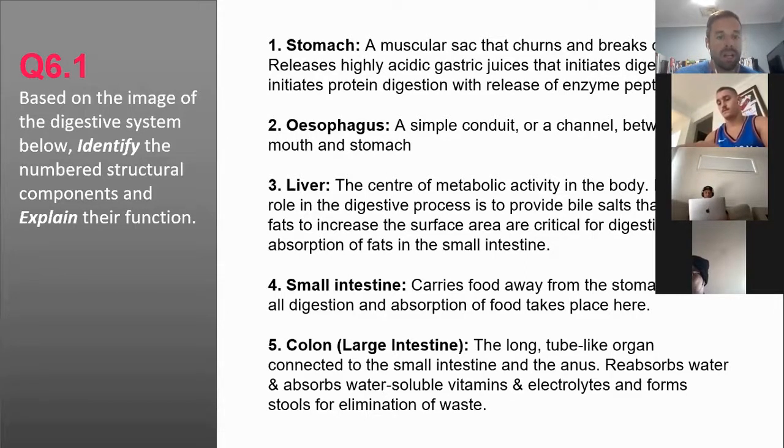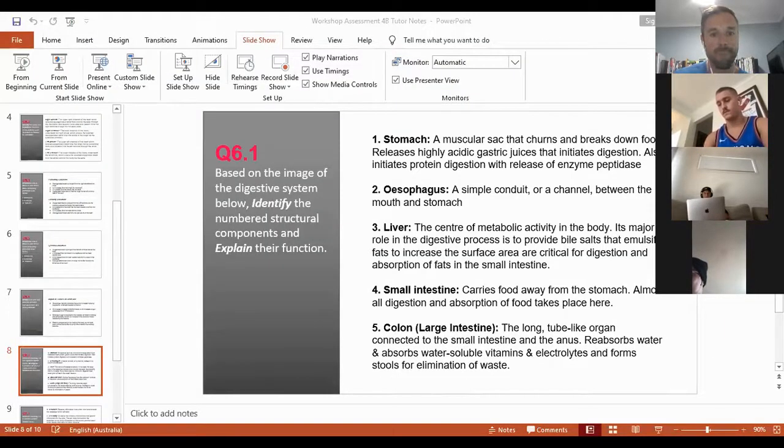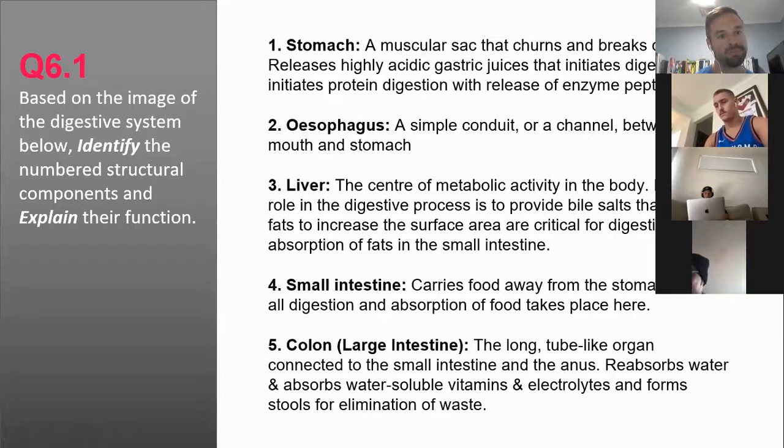All right. The second one is the esophagus. It's basically a channel between the mouth and the stomach. Pretty straightforward, yeah? So that's where food goes down. Number 2, the esophagus: a tube or channel between the mouth and the stomach.